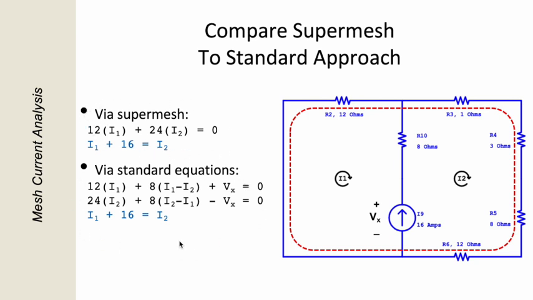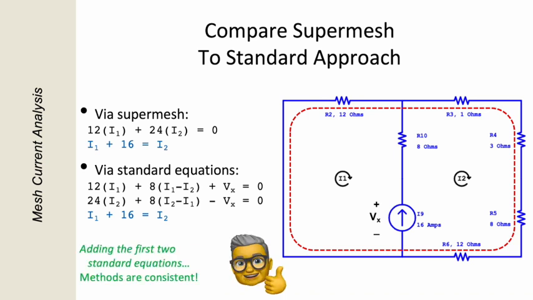Via the standard formulation, we have 3 equations, 3 unknowns. Now, how are these related? If we take the first 2 equations from the standard formulation and add them together, we get the super mesh equation. So there is a consistency between these 2 formulations, and they will both reveal the mesh currents.